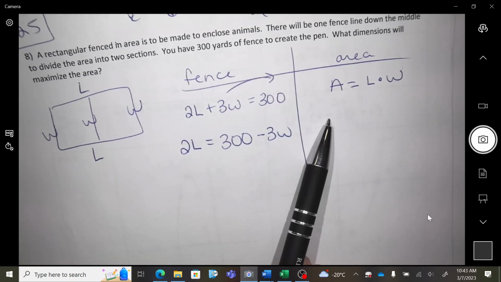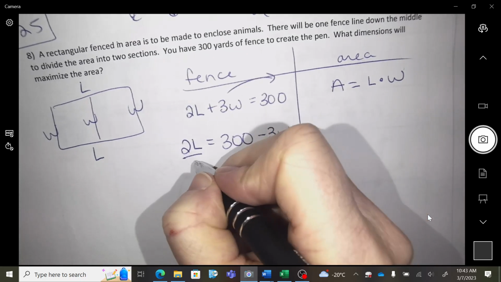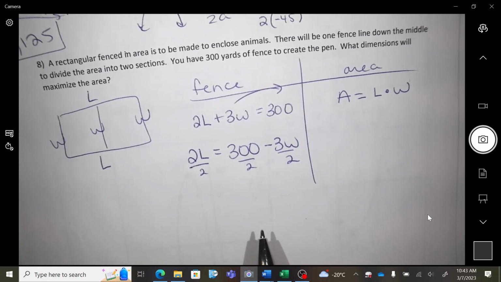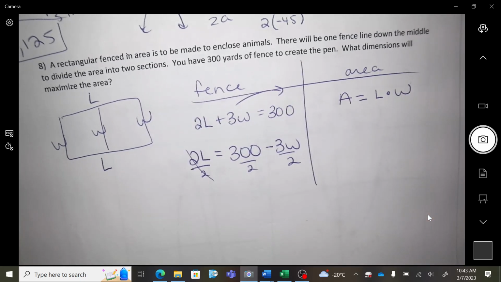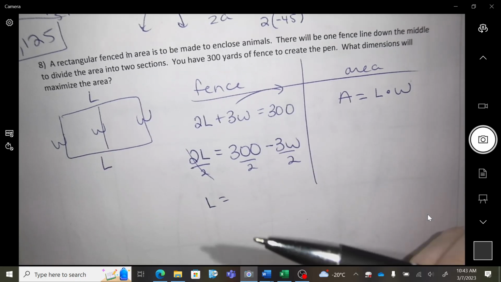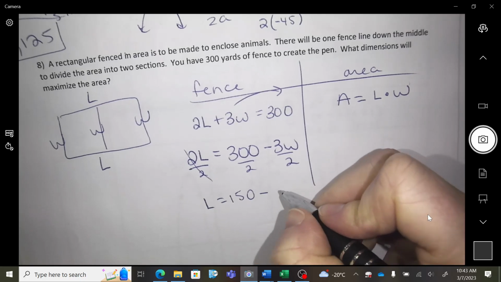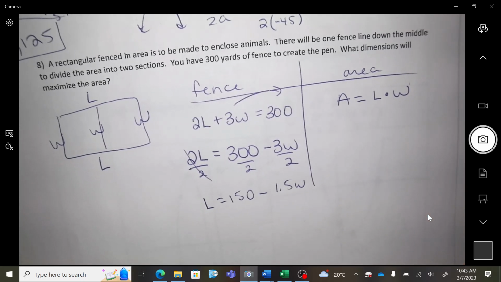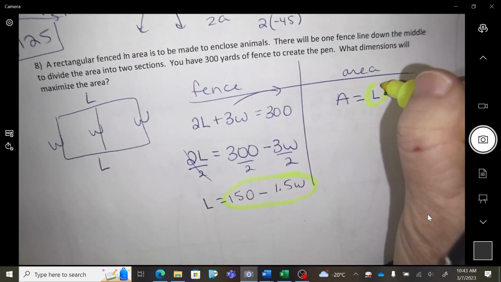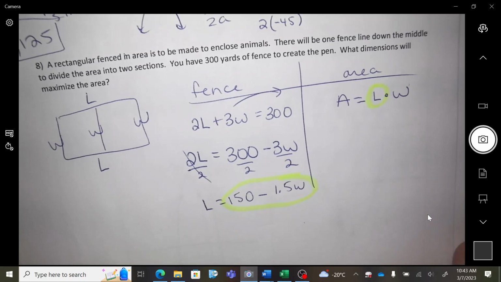So algebra, I moved the W away. Then I'm going to divide, and you can think of this equation like my children when they're small. If you give one kid something, you have to give the other kid something, or else they get mad. Okay, so I did the divide by 2 to everything. So 150 minus 1.5W. Okay, so this equals L. So this can make a replacement into the L.